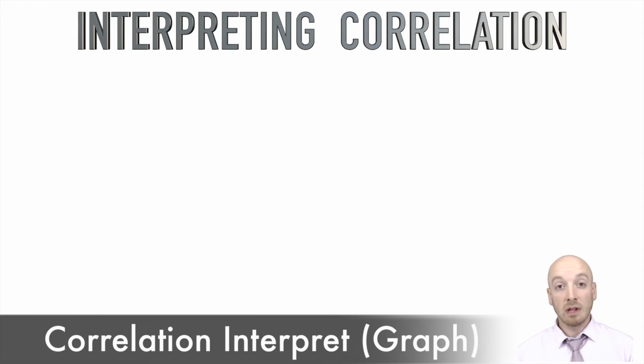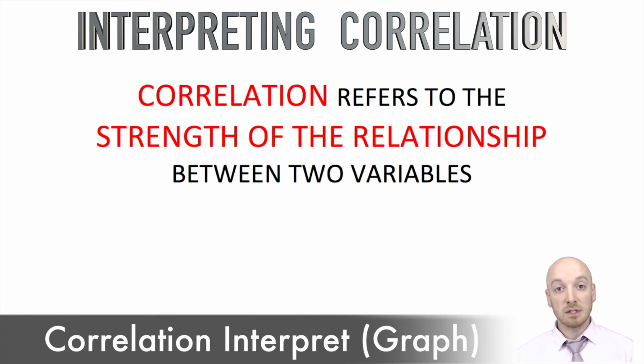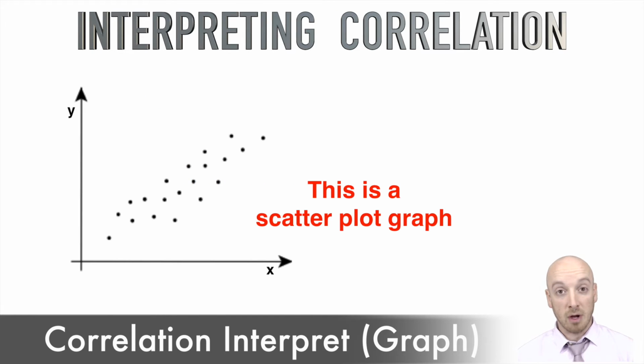When we talk about correlation in statistics, we're talking about the strength of the relationship between two different variables. In this course, those variables are always x and y. When we see correlation on a graph, what we're talking about is a scatter plot graph, which is a bunch of different dots on a Cartesian plane that represent pairs of data from a distribution.